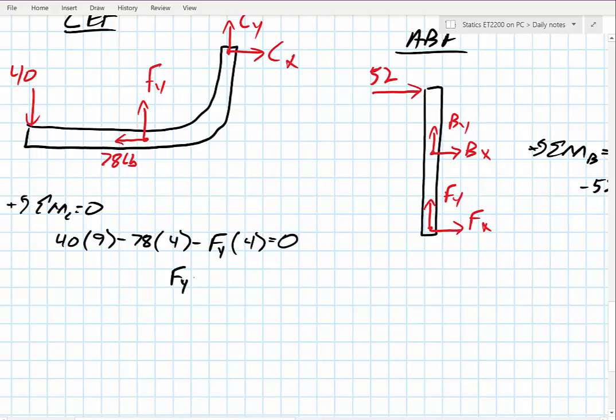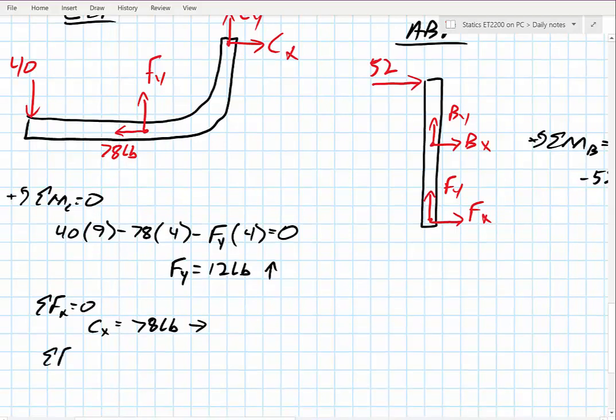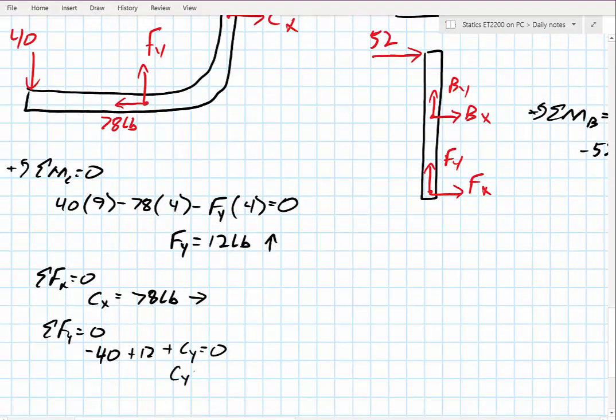And from that, I get an Fy equal to 12 pounds. And I got it to be positive, so it's pointing up. And from my sum of the forces in the x direction equals 0, I can get that Cx is equal to 78 pounds, pointing to the right. And from my sum of the forces in the y direction equals 0, I have, don't forget that negative 40 on there, plus this 12, plus Cy is equal to 0. So I end up with a Cy that's equal to 28 pounds up.